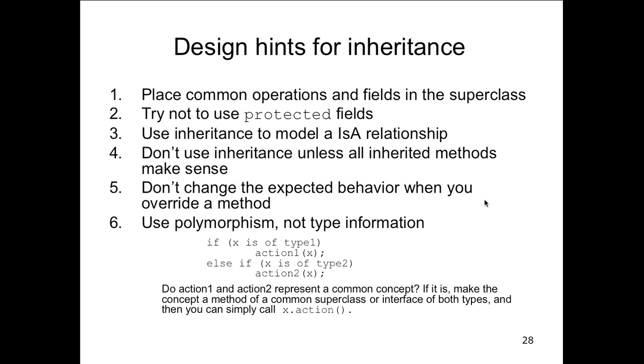So here are some design hints for inheritance, some summary stuff. Place common operations and fields in the superclass. Common stuff that's going to be used by everybody, so you don't have to reinvent it every time. Try not to use protected fields. You want to make them private, for the same reason you make them private in a regular class. Use inheritance to model an is-a relationship. So a student is a person, is an object.